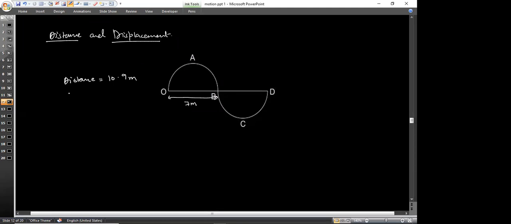Okay. And displacement is 7 meters. Displacement is 7 meter. No, sorry, it's 14 meter. Okay. Displacement is 14 meter. Is this correct?